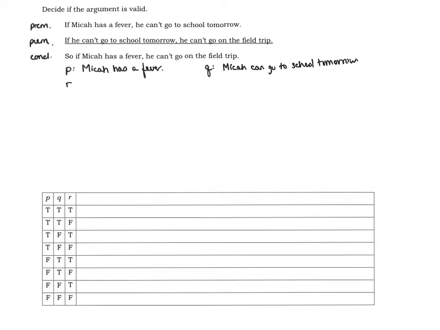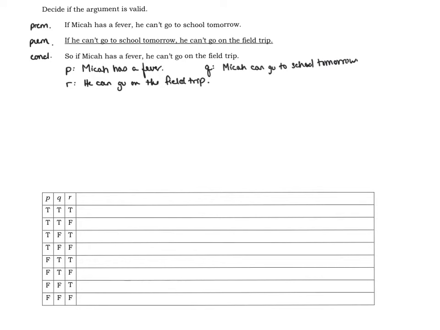And then R, the third statement. So reading the second premise, if he can't go to school, we've already got he can go to school as a statement. He can't go on the field trip. Well, again, we're going to state that in the affirmative. So he can go on the field trip. Okay, he can go on the field trip.